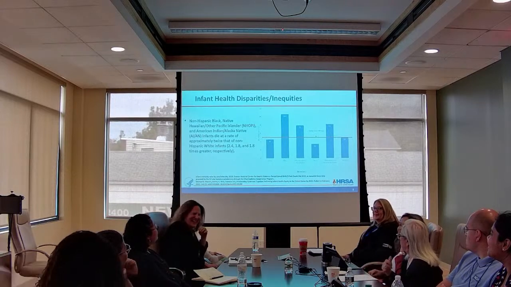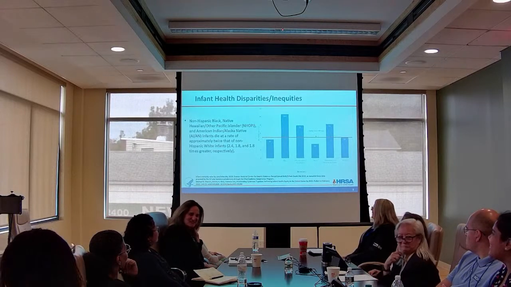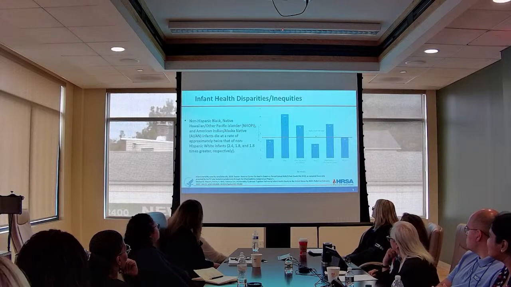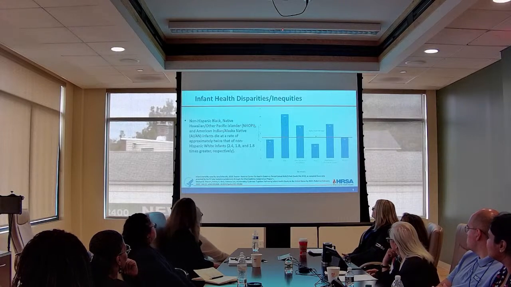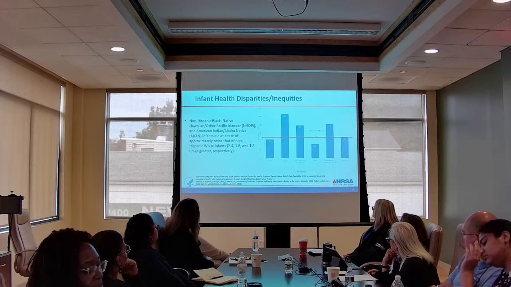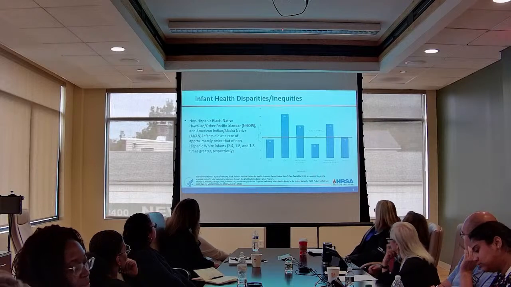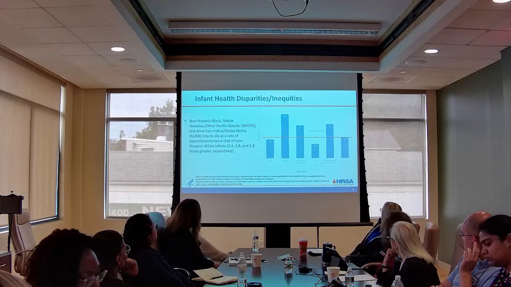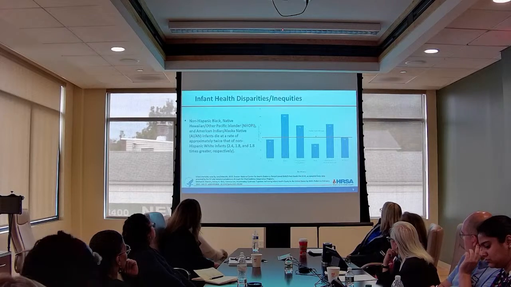So here we are. This is the Maternal and Child Health Bureau's favorite graph on earth. You can't really see it, it's kind of difficult to read, but this chart shows the infant mortality rate by race. The blue bars are different individual races, and I'll read them for you because you cannot see them on the screen.